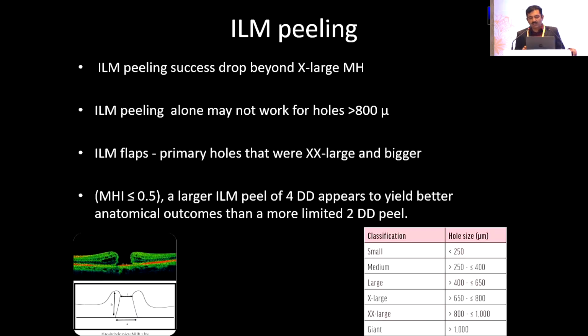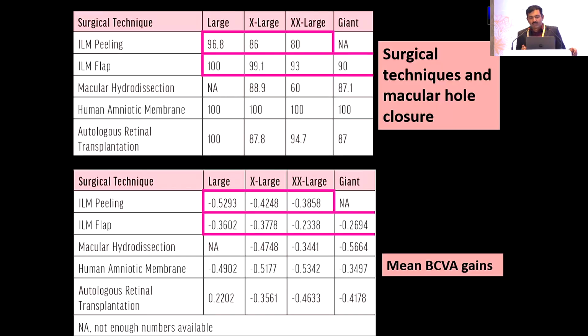ILM peeling definitely works in smaller holes, but in larger holes the success rate is not so high. So if you see a macular hole index of less than 0.5, larger peels, probably more than 4 disc diameters, may sometimes be required rather than the conventional peel to get a closure of the holes. Various techniques have been described. For smaller holes, ILM peeling and ILM flaps work, but if you move to larger size holes, you may have to look at other adjunctive surgical maneuvers like macular hydrodissection or an insertion of an amniotic membrane or autologous retinal graft.